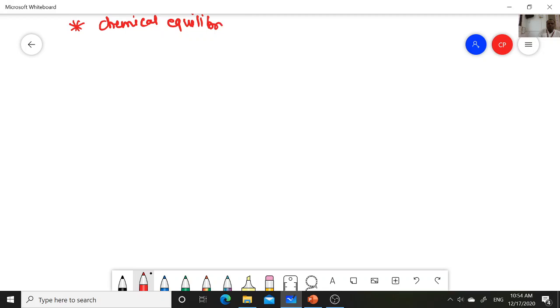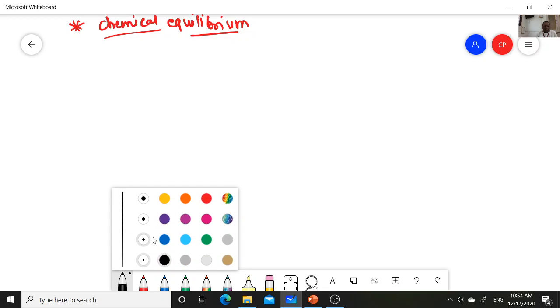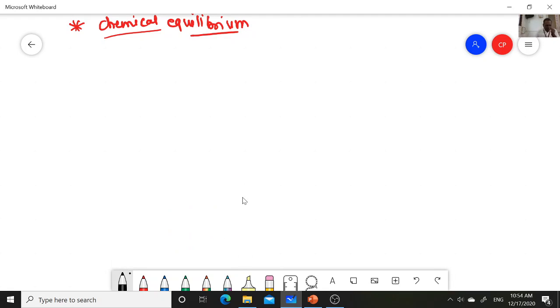Chemical equilibrium. Now, chemical equilibrium. Wait for a moment. Chemical equilibrium. Now, remember that we learned lots of reactions during 11th standard and 12th standard.